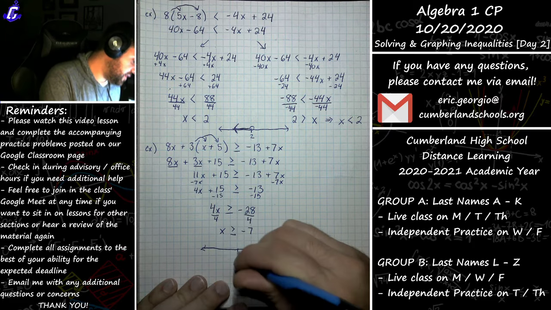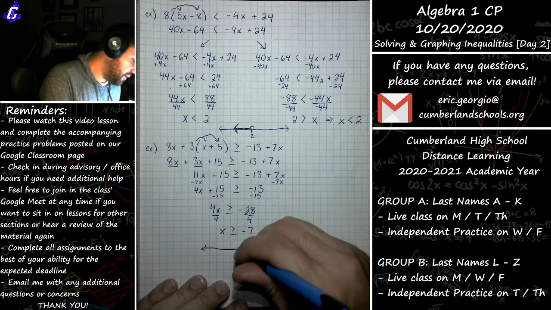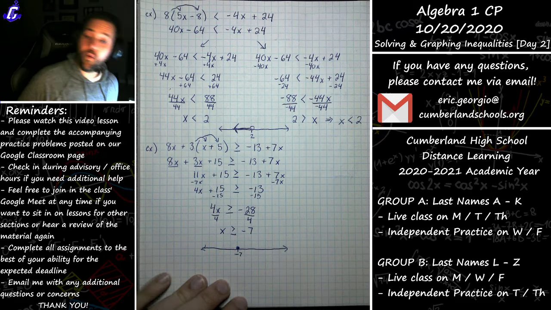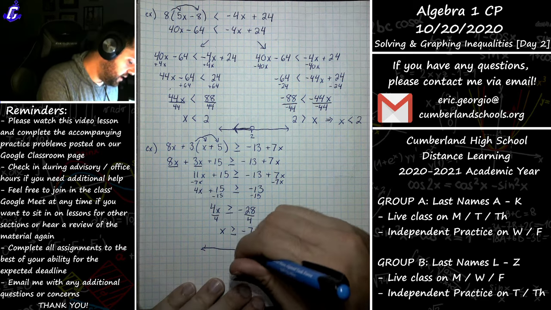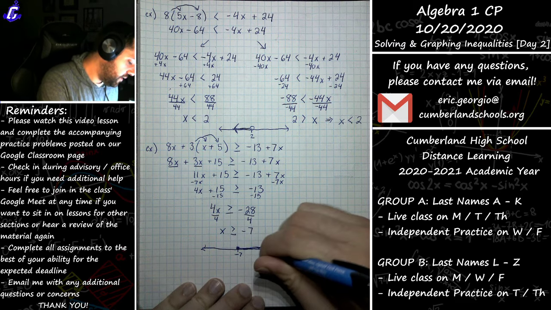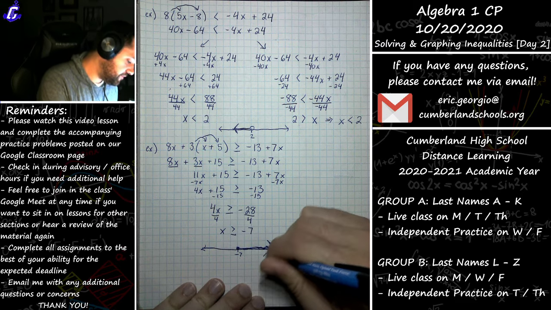By having negative 7 be the center of the number line, I'm going to shade it in because it's greater than or equal to, meaning that that definitely includes negative 7 as part of the solution set. And since we're greater, we're going to go on the right side, just like that.